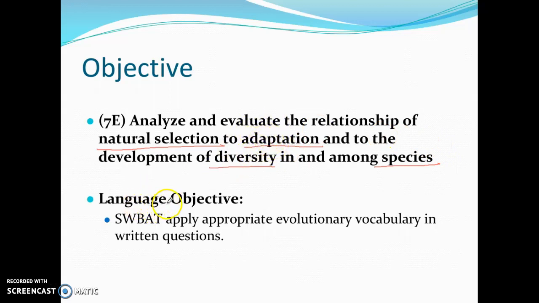If you want to make that into an essential question, here I have a language objective. It says that students will be able to apply the appropriate evolutionary vocabulary in reading questions. Basically, you can write, "Can I apply the appropriate evolutionary vocabulary in reading questions?" I'm going to make that a question mark at the end. So what we're going to do is go through some vocabulary, and hopefully by the end of this video, you can apply this vocabulary to some questions that we will have to answer.